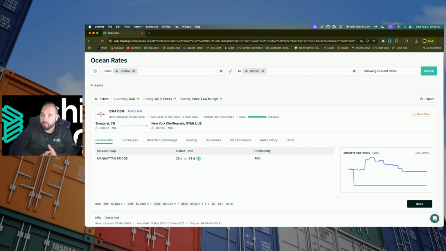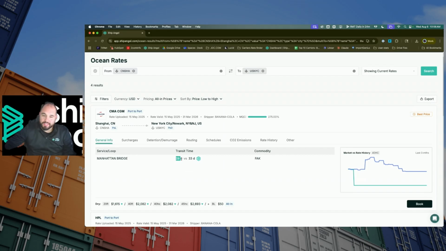And so your provider probably gives you allocations. They tell you you can move 10 TEUs a week on the Manhattan Bridge service for CMA. And you can put this information front and center on your rate cards for you and the rest of your organization to know, hey, I need to book on the Manhattan Bridge service. And if there's an allocation associated with this, we could also show that right next to this here on the right where you'd see Manhattan Bridge, 10 TEUs.